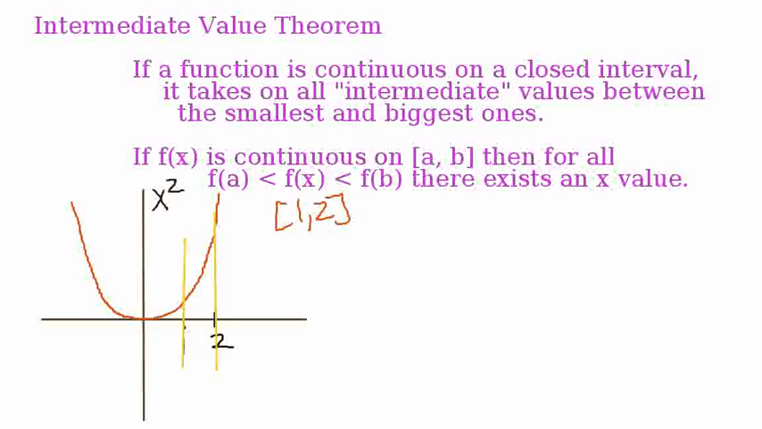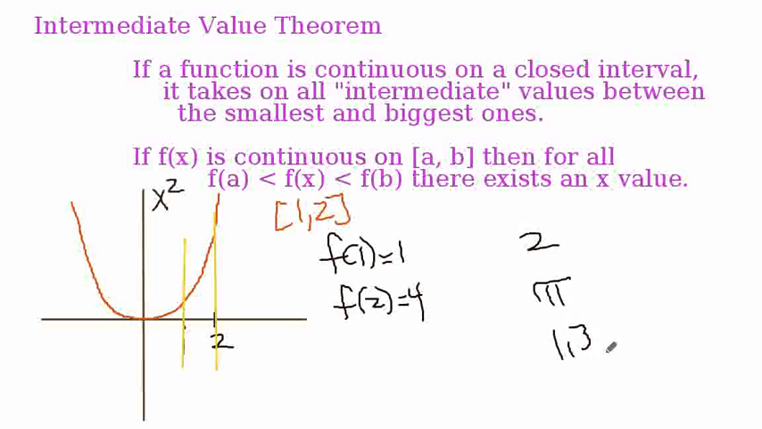And so let's figure out the function values at the endpoints. f of 1 is 1, f of 2 is 4. Now pick any values between 1 and 4. You can pick 2, you can pick pi, you can pick 1.3. No matter what you pick between 1 and 4, I can find an x value that, if I plug it into the function, is going to give me what you ask for.